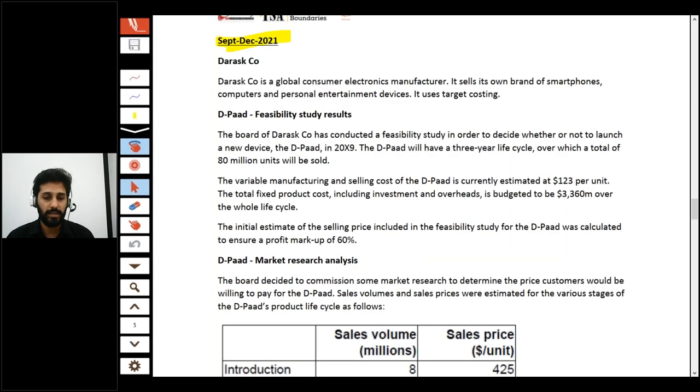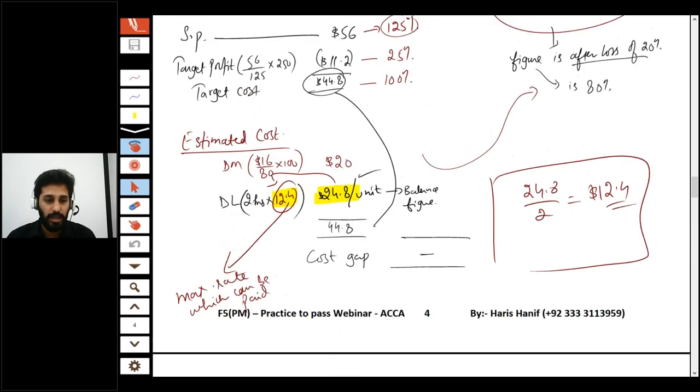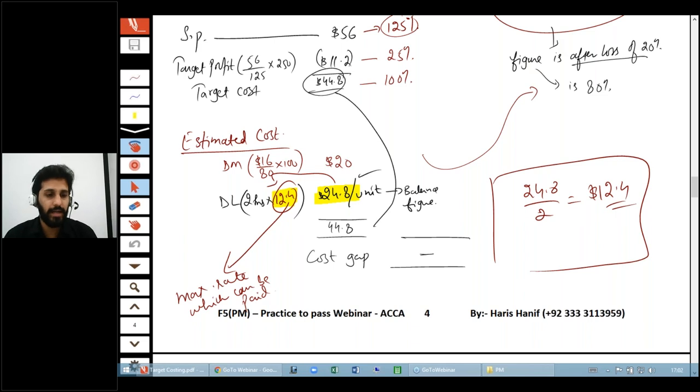We had a discussion on target costing. You pick up the selling price from the market, and that is known as the pull system. You set your target profit and calculate the cost which is expected to be, that is the target cost. Then you calculate your own expected, estimated cost and compare it in order to calculate the cost gap, which we completed in the last class, yesterday.